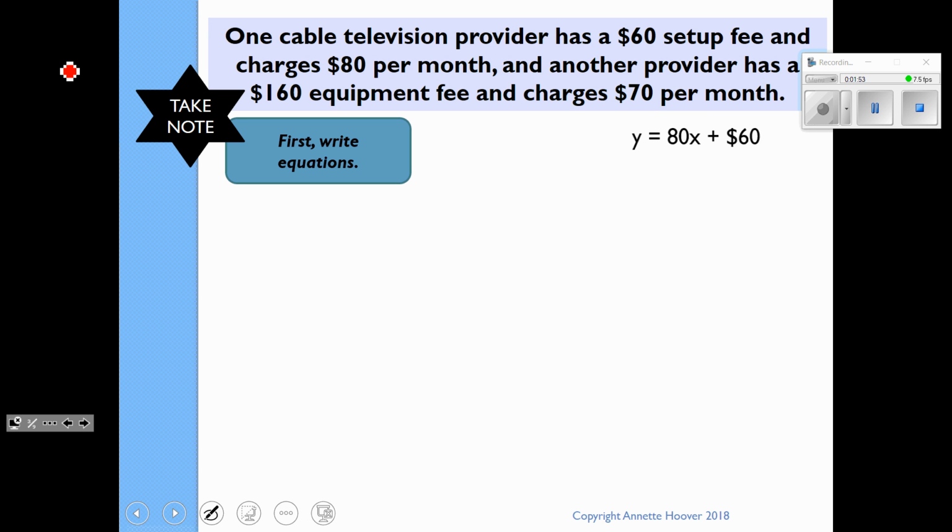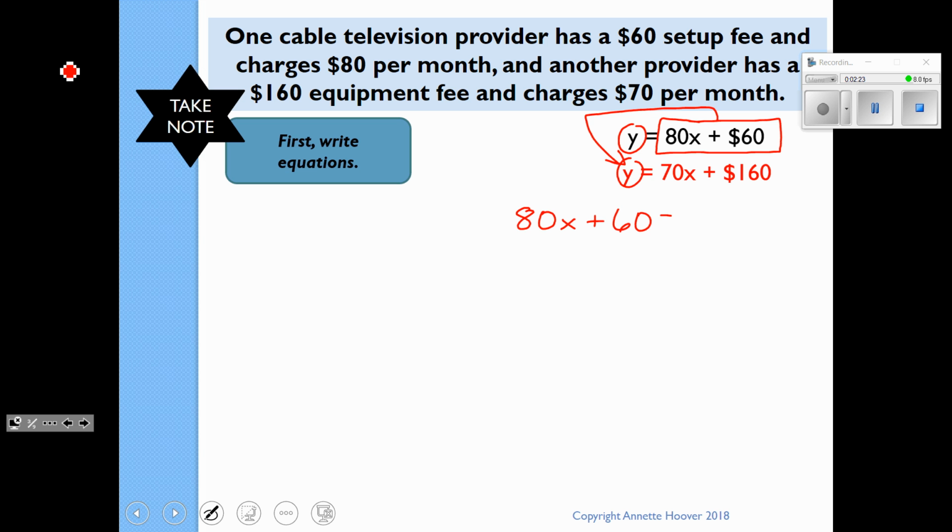Here are the two equations that we just wrote. We can solve this by substitution. To do that, you want to get a variable by itself. In both of these equations, the y is by itself, so you can substitute either one. I'm going to take the top one. Here it says that y is equal to that, so I'm going to substitute that in for y in the second equation, because that's what y equals. When I do that, it looks like this: 80x plus 60 equals 70x plus 160. All I did was substitute y for what y equals.